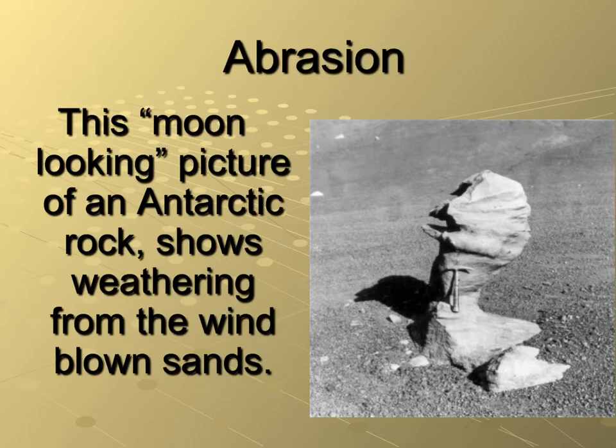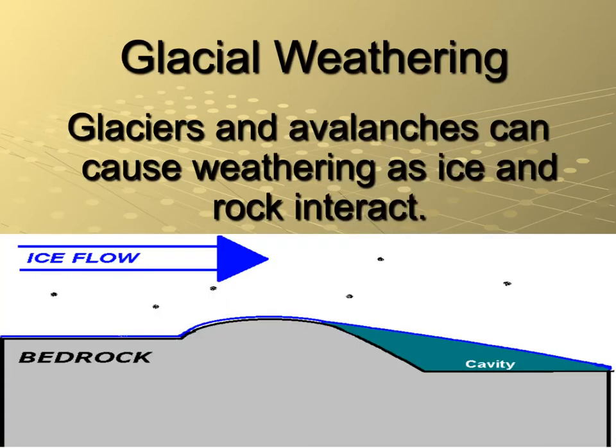Here's our picture of abrasion again. This just tells us that this picture was actually in Antarctica. Man, looks lonely, doesn't it? In addition to ice wedging, which we talked about earlier, ice really has another major role it can play in weathering, and that's caused by glaciers.